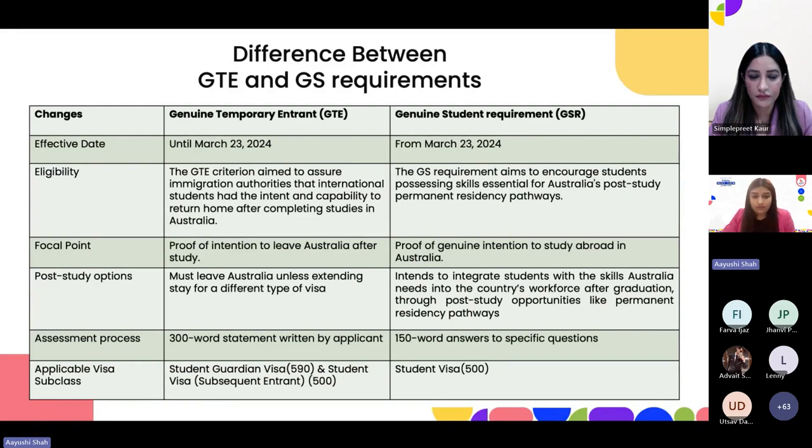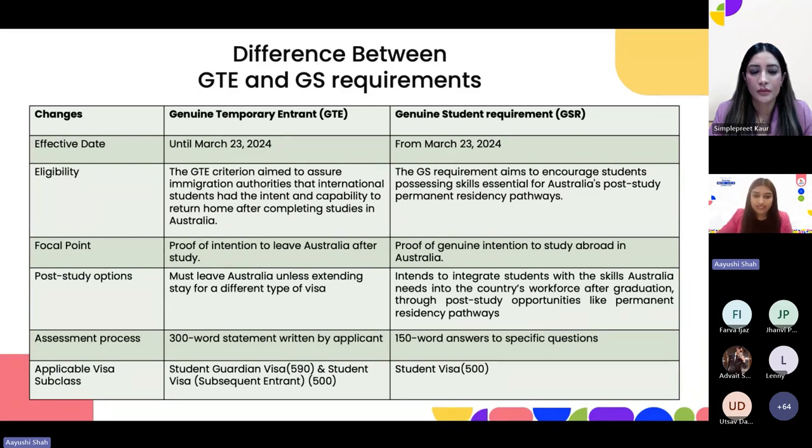Now, before we talk about the differences, let's talk about one major motive that both share, which is obviously to be a genuine student. You have to have a genuine intention of being on a student visa. You would be hearing that Australia just wants genuine students to come in and study. Majorly, GTE intends to focus on the sincerity of a student to study in Australia temporarily, and it mainly focused on the reasoning of their return to their home country. This is what GTE was confined to.